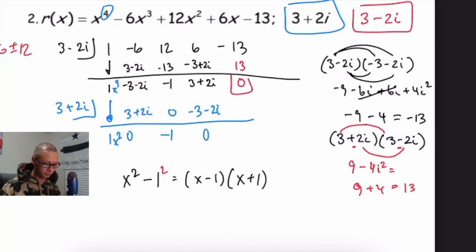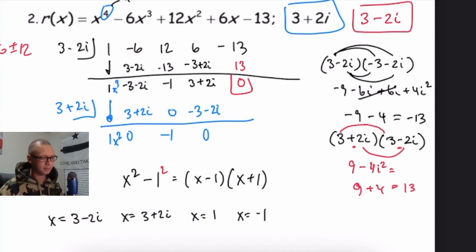So our 4 roots, because this was a 4th degree, that means 4 roots. They are x is equal to 3 minus 2i. x is equal to 3 plus 2i. x is equal to 1. x is equal to -1. We could have written it in set notation if we wanted. This is fine.